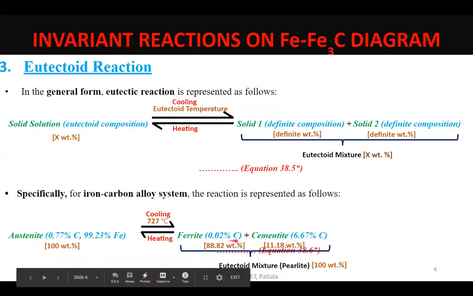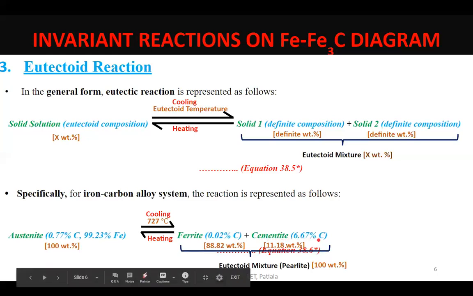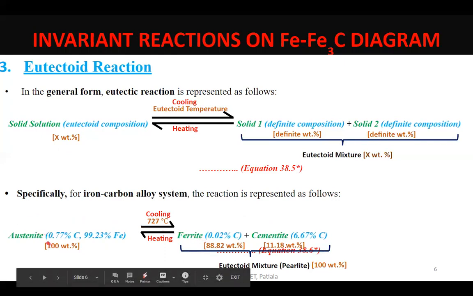Ferrite formed would be of the maximum possible carbon, which is 0.02 percent carbon. Cementite is always of 6.67 percent carbon, and these would always be formed in a definite weight ratio, which is 8:1. You can see that if exactly 100% austenitic structure is present, then the entire austenite converts to ferrite and cementite. Ferrite amount comes out to be 88.82, cementite comes out to be 11.18, and that ratio is 8:1.